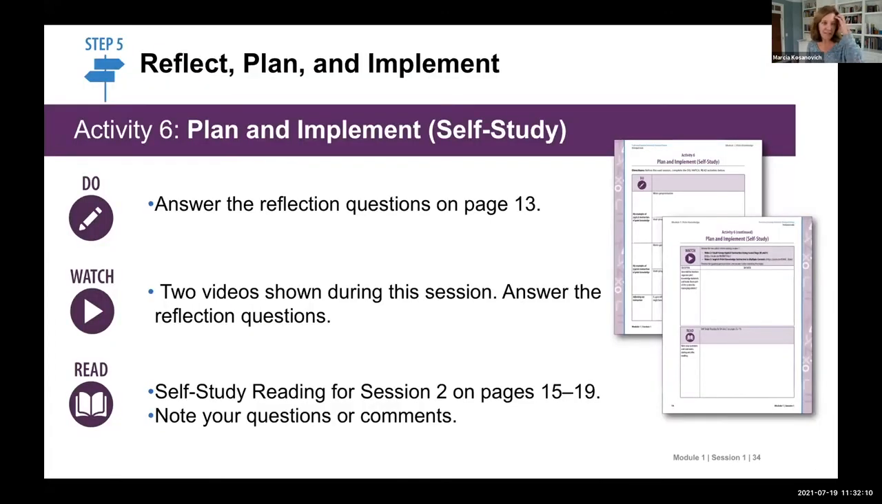Let's see. So at the end of each session, there's a set of self-study activities that I described before. So it's something for them to do, something to watch, and something to read. So for example, this is the end of session 1. And so they will answer the reflection questions on page 13. They'll watch 2 videos that we watched during this session. But instead of focusing on implicit and explicit instruction, they're going to focus on how the teacher organized the classroom to include print knowledge in their centers. So they're going to rewatch those videos, but focus on a different aspect. And then they'll also read the self-study reading for session 2 and note any questions or comments that they have.